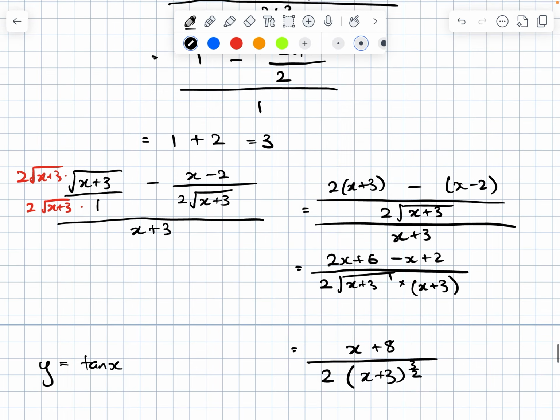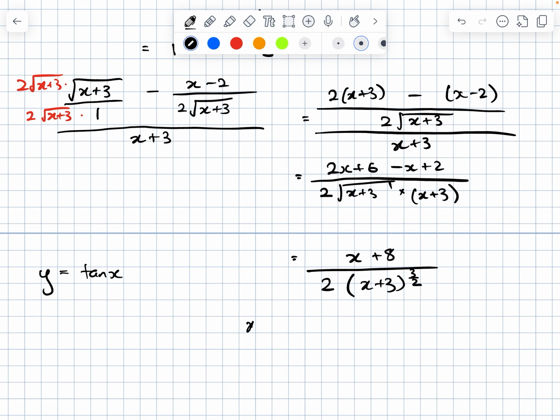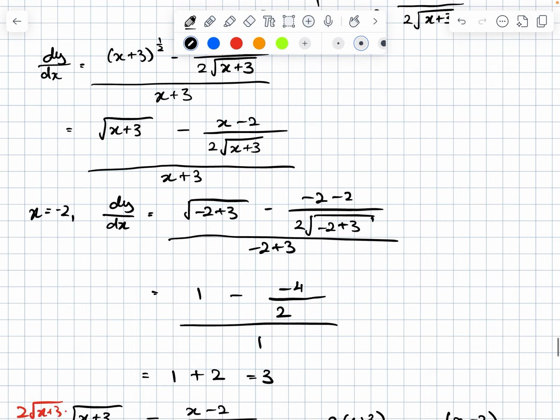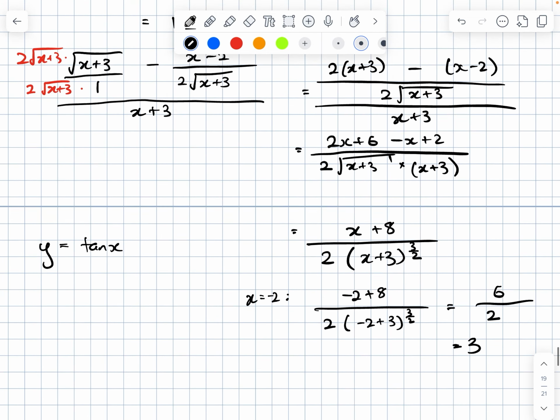If you were to sub x equals negative 2, we should then get the same answer. At x equals negative 2, we get negative 2 plus 8 all over 2 times negative 2 plus 3 to the power of 3 over 2, which is 6 over 2. And it's been multiplied by 1 to the power of 3 halves, which is just times by 1, which means we get 3. I would say in an exam situation, unless it says to simplify, which doesn't really ever say for these sort of questions, it's better to just sub x equals negative 2 at the earliest possible moment than risk making a mistake with your simplification.